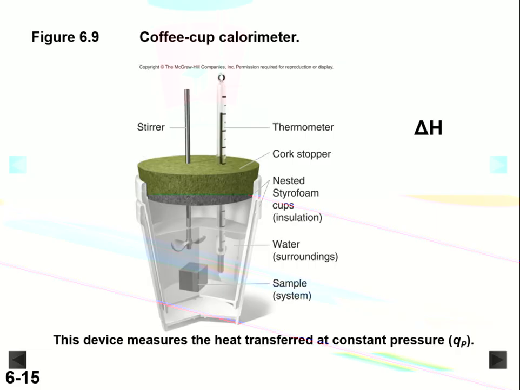So here we carry out a reaction. Your sample down below is your system, and then you have your water around here. Water has a known specific heat. If you know the volume of water, you know the mass of water. If you know the mass of water times the specific heat, that gives you the total heat capacity. The thermometer measures the temperature change. If you know the temperature change and the water heat capacity, you know the heat flow. It turns out that this type of device measures enthalpy. That's heat at constant pressure because it is at constant pressure.